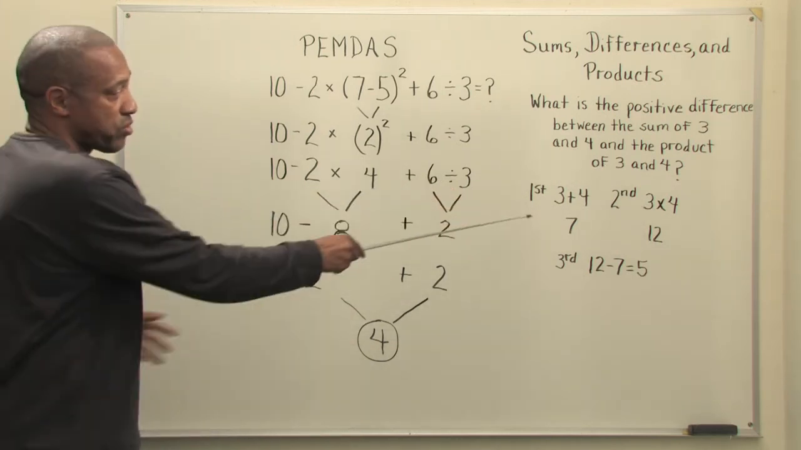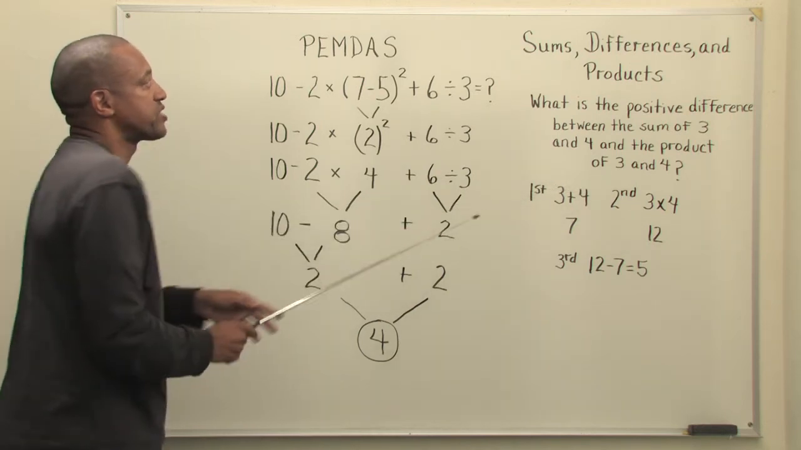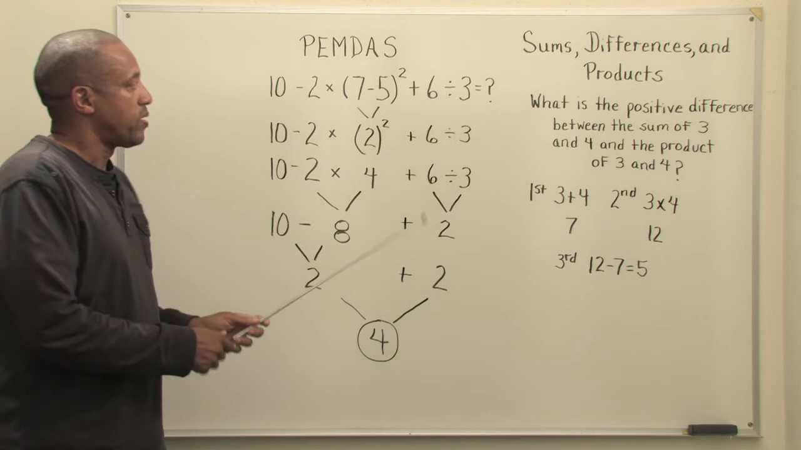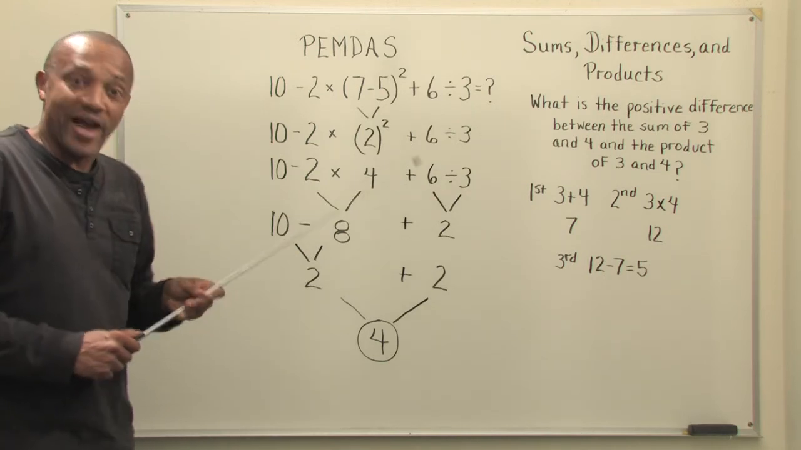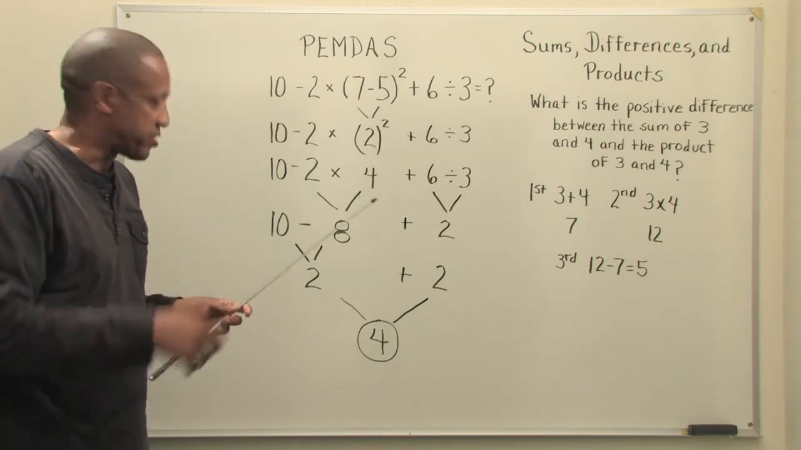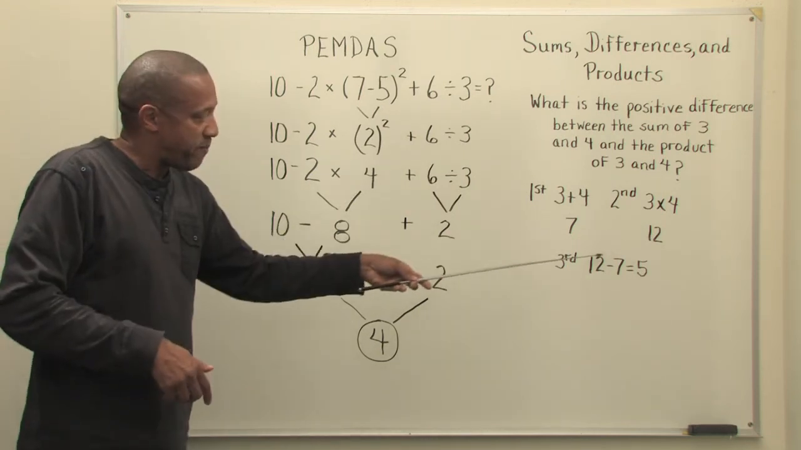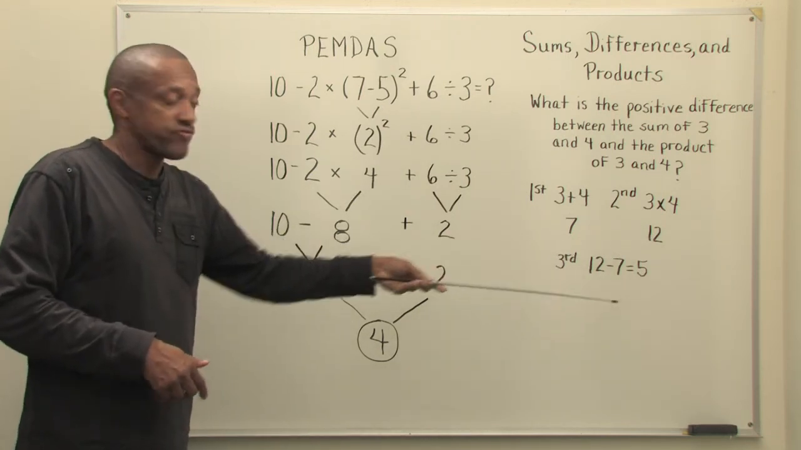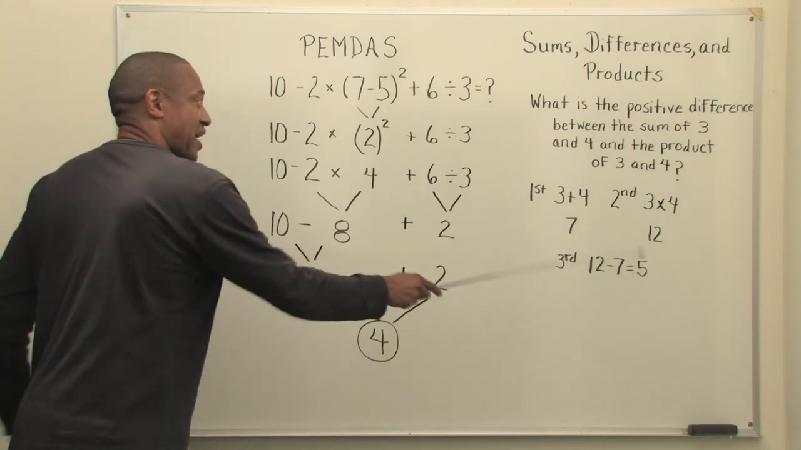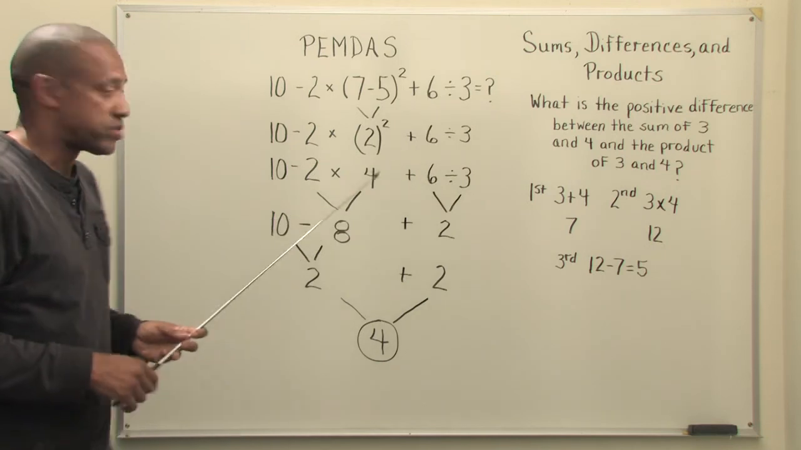So now you've got those first values, and now you can find the positive difference between these two. Difference is subtraction. You just have to remember these terms, okay? If it's new to you. So 12 minus 7 equals 5. And 5 is your final answer to this question.